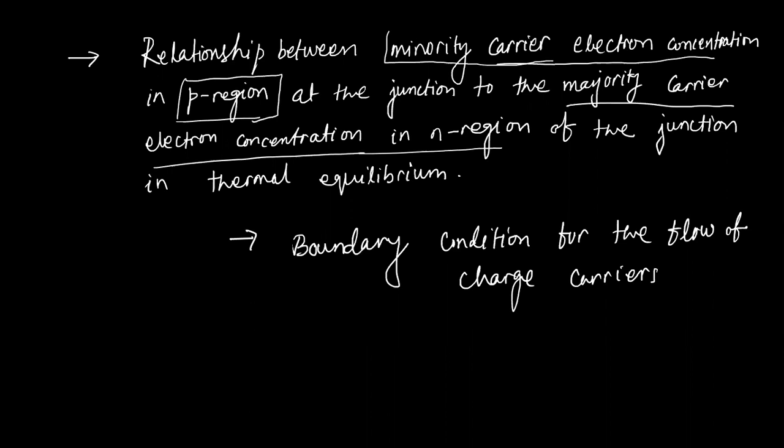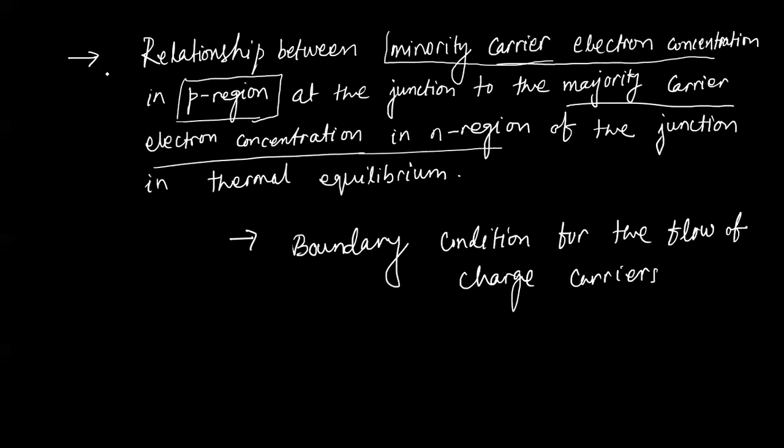So in a p-n junction, when charge flows from the n region to the p region or from the p region to the n region, what is the relationship between the majority carrier electron concentration and the minority carrier electron concentration, or the majority carrier hole concentration and the minority carrier hole concentration? That is what we are going to discuss today. Using this we can better understand how the minority and majority charge carriers flow from the p region to the n region or the n region to the p region. So let us start with that.